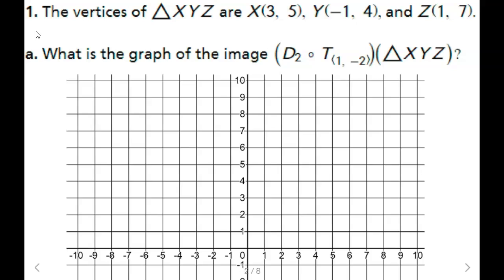So let's get these original points plotted. Each of these points we're going to shift to the right 1, down 2. So x prime will be right here. To the right 1, down 2. y prime will be right here. And then z prime will be right there.